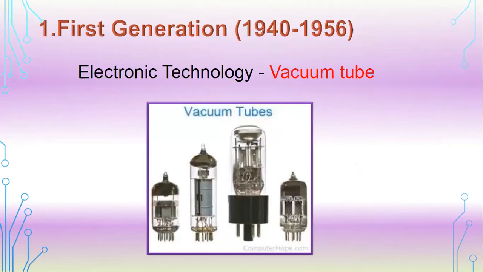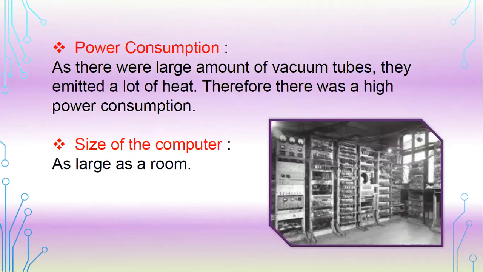Okay, dear students, this is the first generation of the CPU. That means the duration is from 1940 to 1956. The electronic technology used here was the vacuum tube. In this picture, you can see some diagrams of vacuum tubes. When we consider the power consumption of these computers, as there were a large number of vacuum tubes, they emitted a lot of heat. Due to that, there was high power consumption. Also, from here, you can understand the size of the computer. It was as large as a room. It is not like today's computers, which we can keep on a small desk or table. But first generation computers were as large as a room. So it was very big.